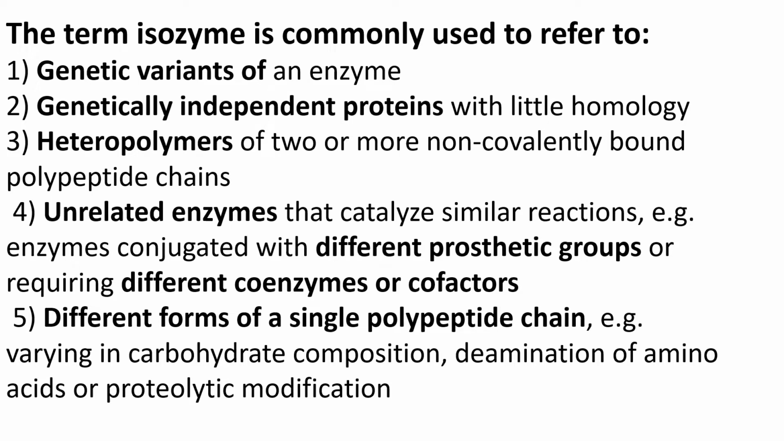In some cases, they are made up of the same polypeptide chain. Now here I must repeat, as I told you in the beginning, that enzymes are protein in nature, but they may also have some additional carbohydrates in their structure. So they may be glycoprotein in nature also. They are made up of a single polypeptide chain, but they differ from each other in their carbohydrate composition. Or it is possible that some of the amino acids making this polypeptide chain have undergone deamination or proteolytic modification.